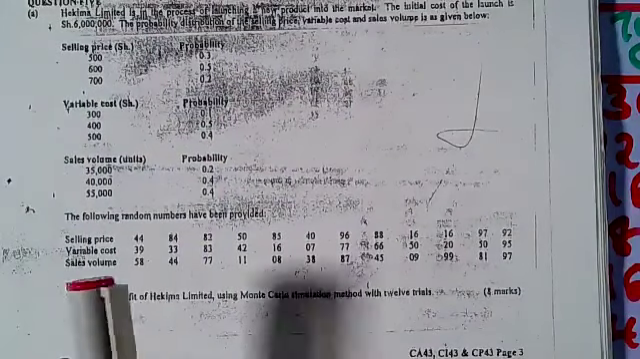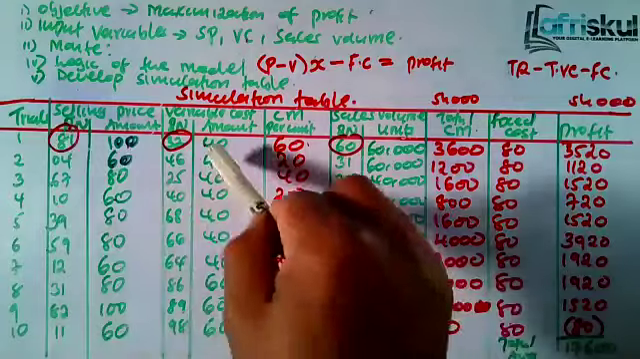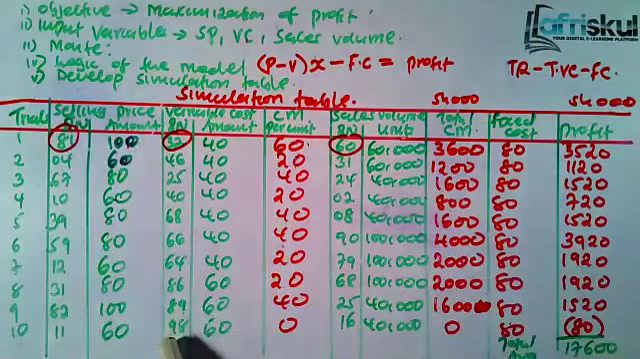So you are given random numbers for selling price, variable cost, and sales volume. Now, in this case, you see the selling price has its random numbers separately, variable cost separately, sales volume separately. So for the selling price, you place its random numbers like that, and for sales volume, you place them vertically. Then required: the average profit of Hekima Limited using the Monte Carlo simulation method with 12 trials.